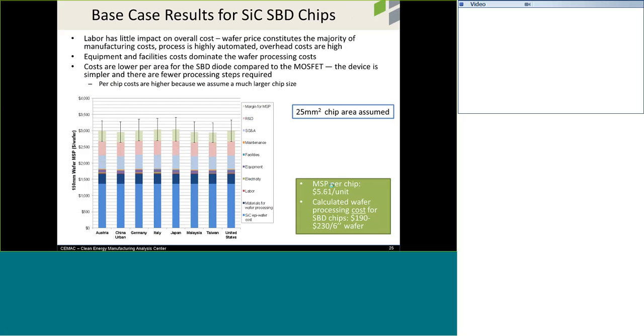Now, for a silicon carbide diode, which is going to be about 3x bigger than the MOSFET, again, you're going to have a slightly lower overall processing cost, but because the amount of chips that you can get per wafer is less, since they are 3 times bigger, and the wafer cost dominates, then we found that the MSP for a diode is $561.